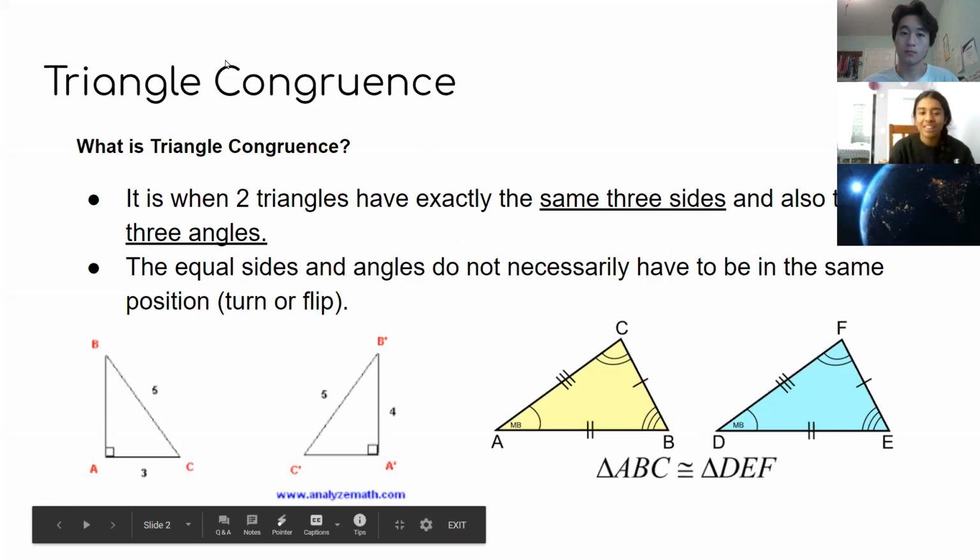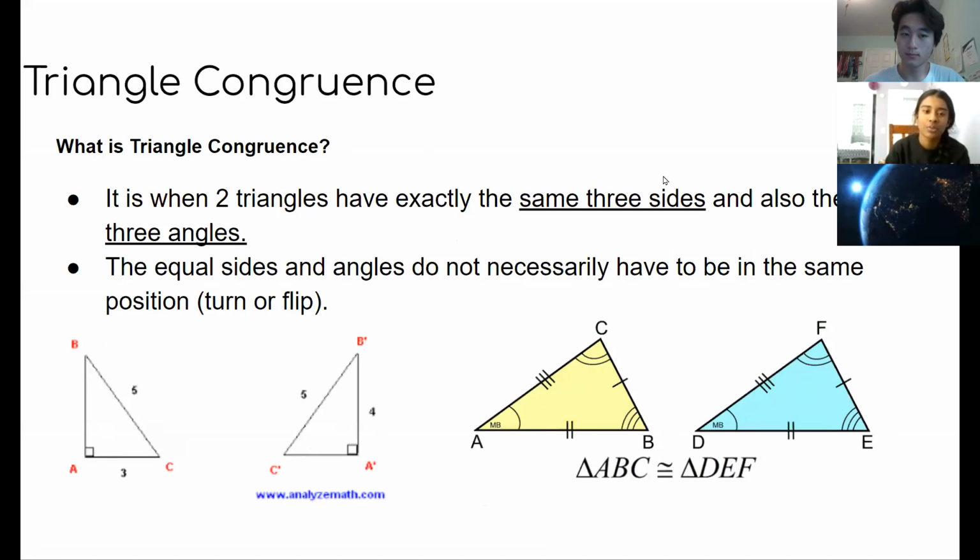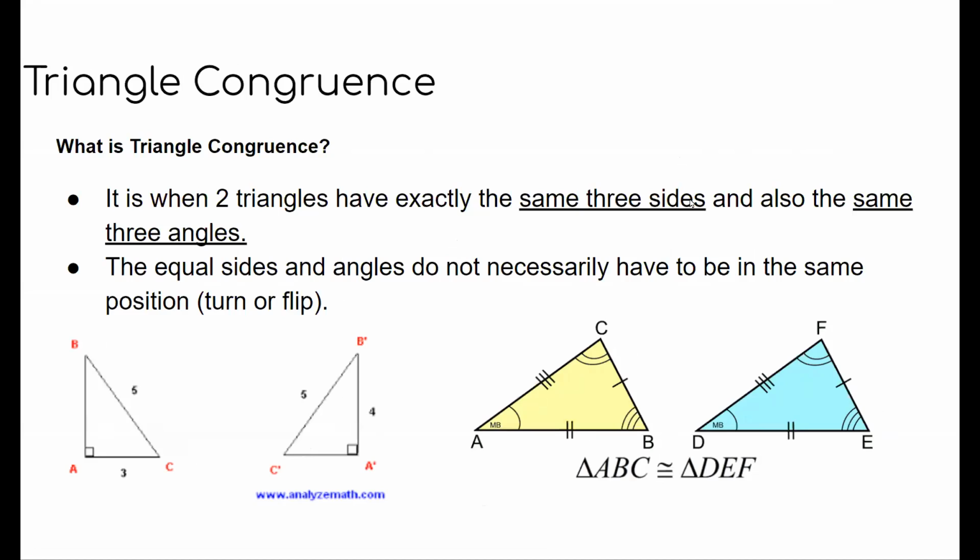Okay, so what exactly is triangle congruence? Congruence in general means that two or more things are exactly the same. So triangle congruency is when two triangles have the exact same three sides and the exact same three angles. So the same side lengths and the same angles. The equal sides and angles don't necessarily have to be in the same position. They can be oriented differently, but they're still congruent because they have the same sides and the same angles.